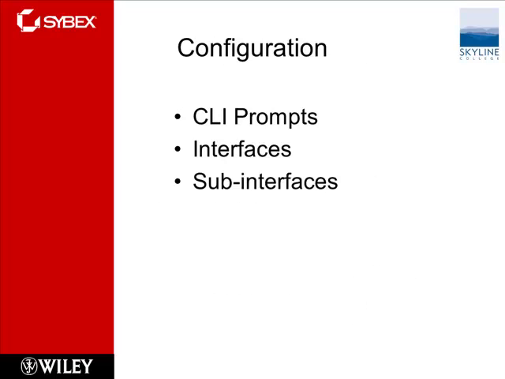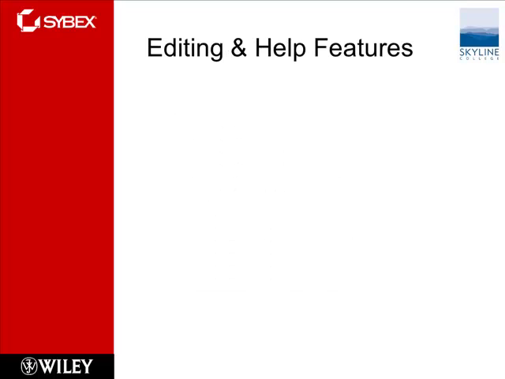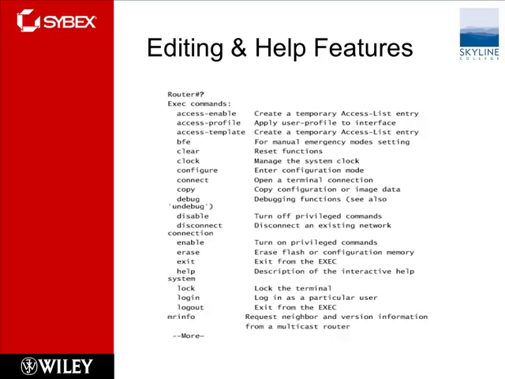Configurations, the command line interface prompts and interfaces, sub-interfaces, line commands, routing protocols, these are all things that we will do as we go through the labs. And probably some of those are just as easy to demonstrate. What this is showing, really small, router, the pound sign says that we're in enable mode, that we can configure this thing. The question mark is the indication that I want some help. If you just do a question mark, it tells you all the commands that are available at that mode, at that area.